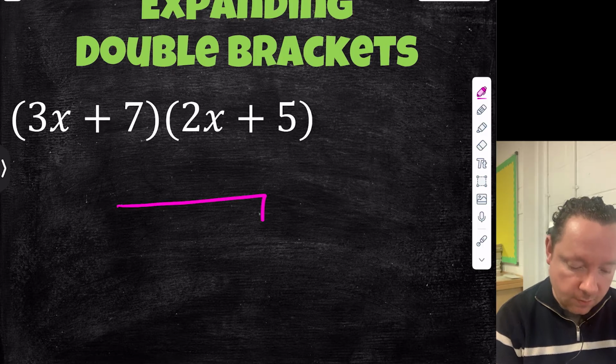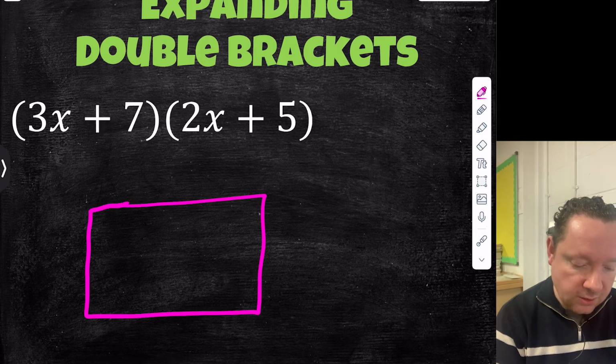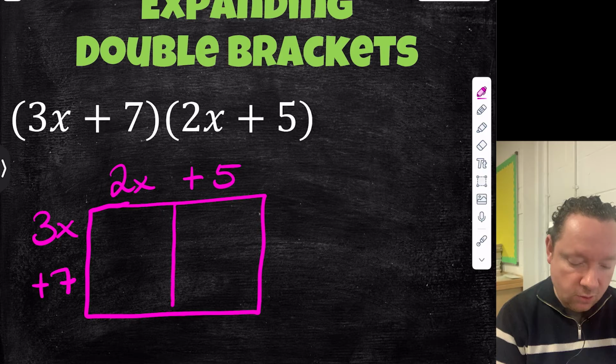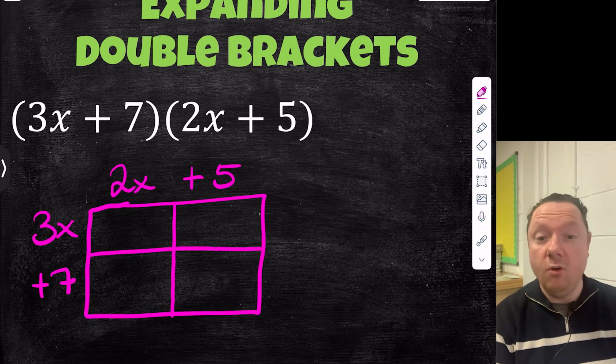So I draw my box. So remember, a nice big one for this one. On one side goes my first bracket, so I've got 3x, and I need a space plus 7. So there's my first bracket. And my other bracket is 2x, then plus 5. So I split every time I see a sign. So 2x plus 5 and 3x plus 7. So I end up with 4 answers.